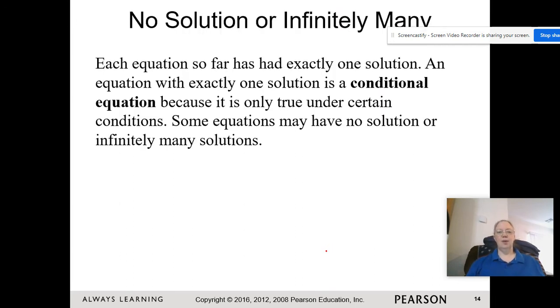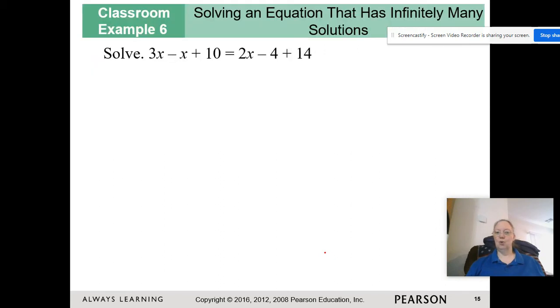Okay, so there are some equations that don't really have an answer, and then there are some equations where every number out there is actually a solution. So let's see what that's going to look like. So I'm going to combine my x's, so 2x plus 10, combine my constants, 2x plus 10. I am going to get my x's on the same side, so subtract 2x.